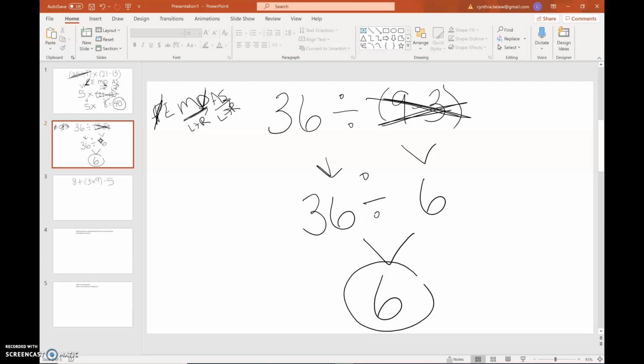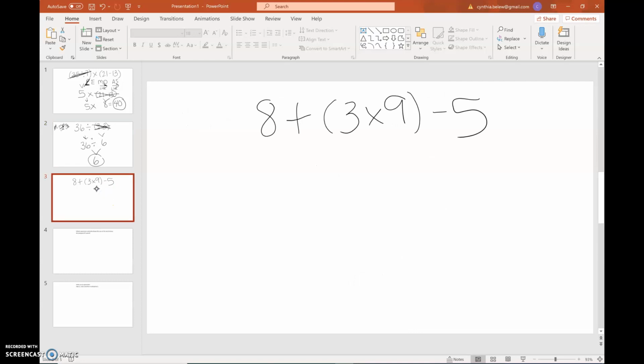So let's look at the next one. I have 8 plus 3 times 9 in parentheses minus 5. The first thing I need to do is write PEMDAS: parentheses, exponents, multiplication and division in order from left to right, and addition and subtraction in order from left to right. So I do have parentheses. I need to solve that first, even if it's not the first one that I see.